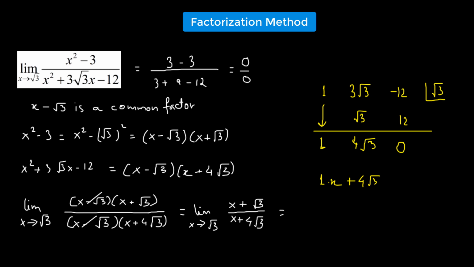So we substitute for the value of x. So we have √3 plus √3 divided by √3 plus 4√3, which is going to give us 2√3 divided by 5√3. So this root 3 gets cancelled out, and that leaves us with 2 over 5. So this is going to be the limiting value of the given function.